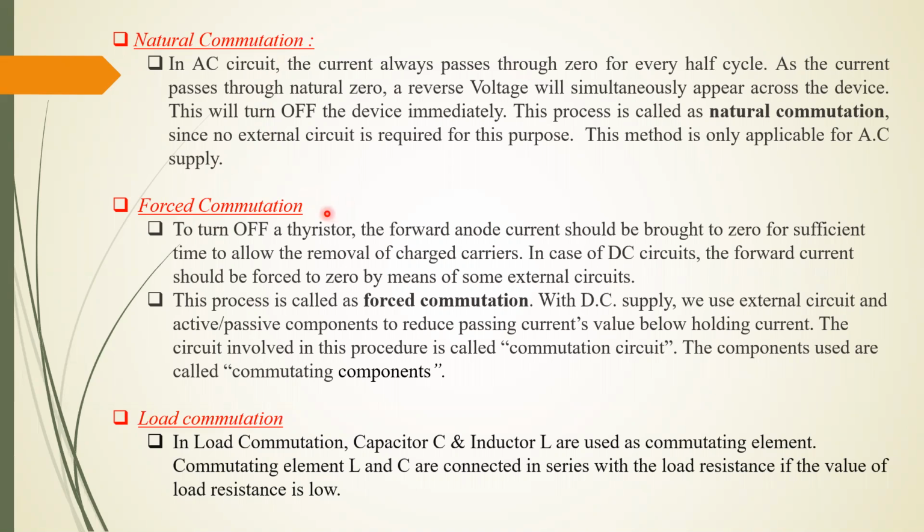Now we come to forced commutation. As we discussed earlier, forced commutation is applied in a chopper. To turn off a thyristor, the forward anode current should be brought to zero for sufficient time to allow the removal of the charge carriers. In DC circuits, the forward current should be forced to zero by means of some external circuit. This process is called forced commutation. With the DC supply, we use an external circuit with active or passive components, R or LC, to reduce the passing current below the holding current.